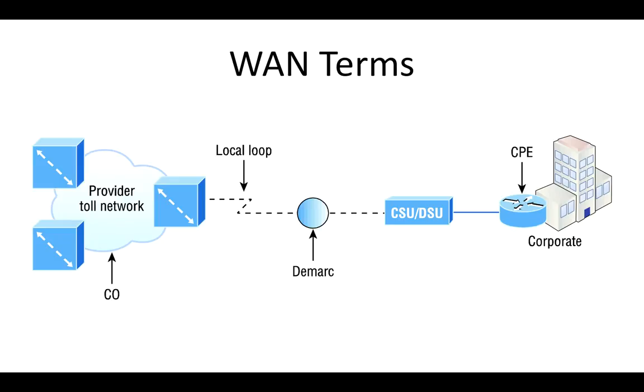The CSU/DSU is basically like a modem for serial connections, and it's something that they bring into our networks. We can attach our serial-based routers to them and get some of this Frame Relay or HDLC or PPP encapsulation going back to them. CPE is your customer premises equipment. That's the routers, switches, all of that stuff that you actually own.